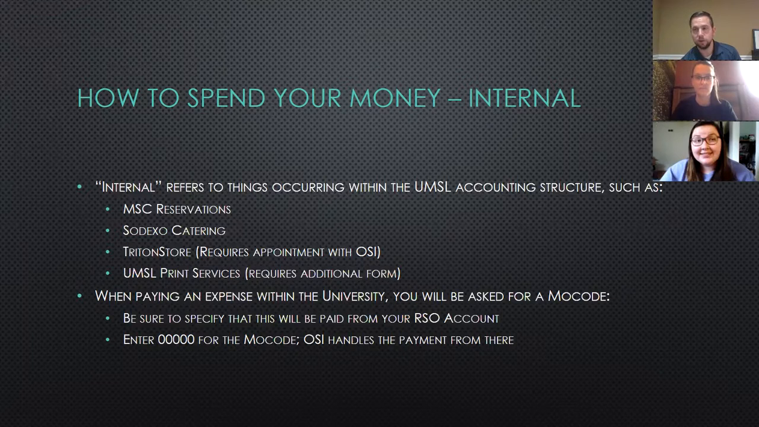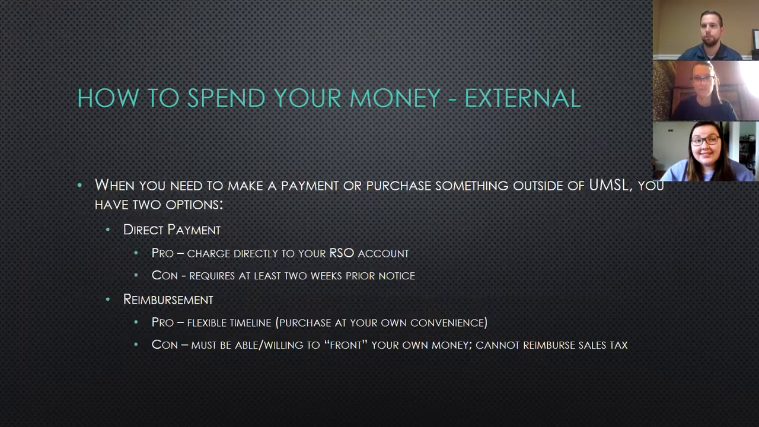All that you have to do is tell the MSC or SODEXO or the Triton store, whoever you're working with, that you are making that purchase for your student organization and you would like it charged to your student organization account. That office will then direct the purchase over to me. I will check your budget, make sure you have money to pay for it, and I will provide the MO code and handle the payment from there. So spending internal to the university is usually pretty straightforward, even though among those different offices, it's all going to be done with a MO code.